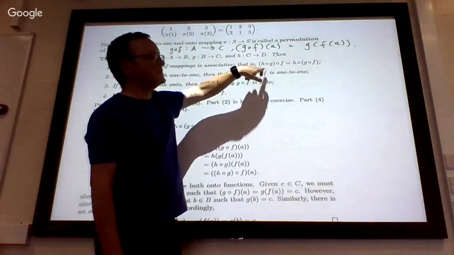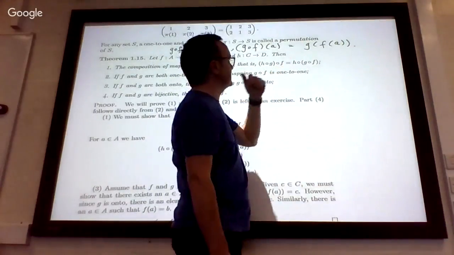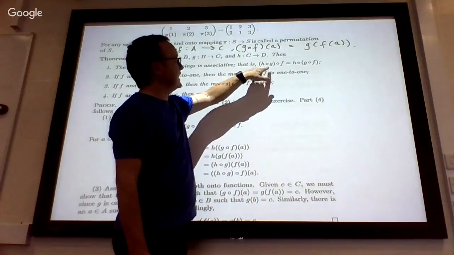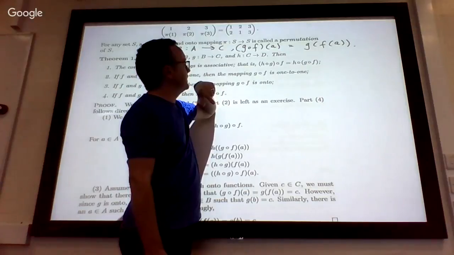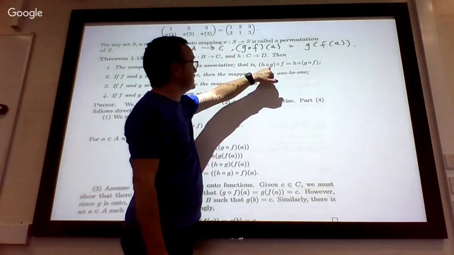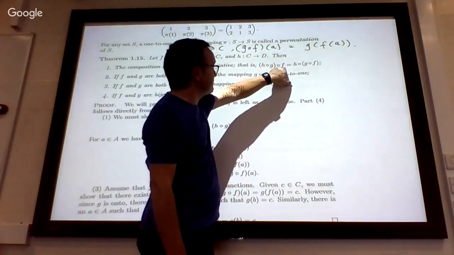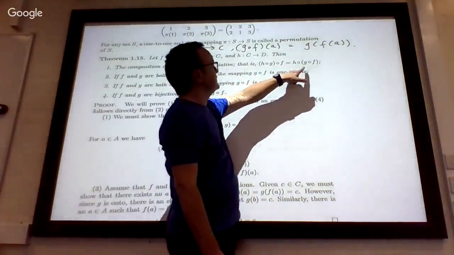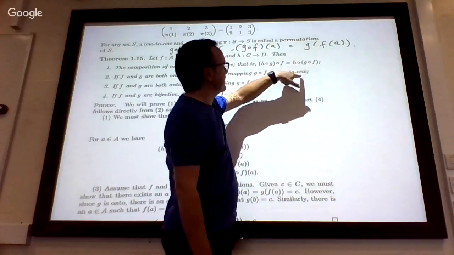First do f, then do g, then do h. But subtly, there are two different ways of actually carrying that out. You could first do h after g, and then do that after f. Or you could first apply g after f, and then afterwards apply h to it.